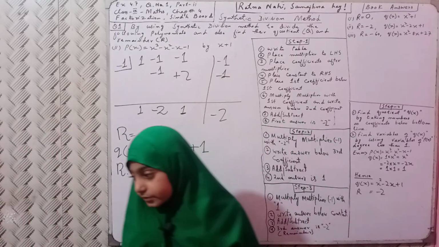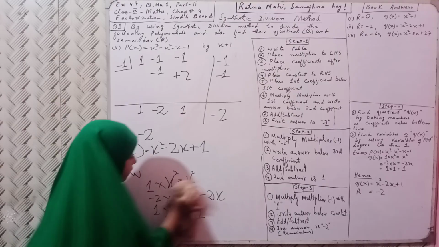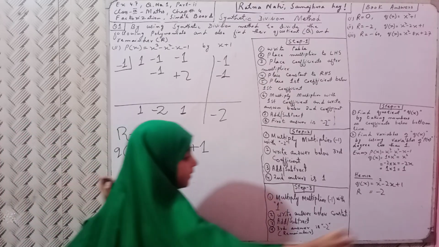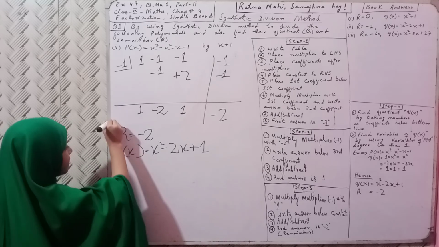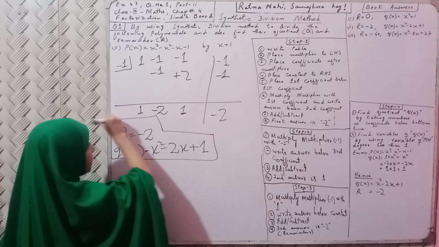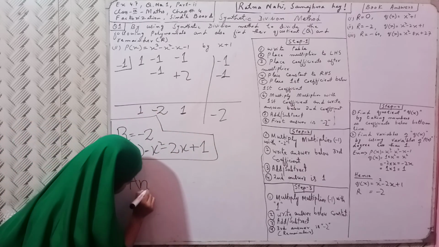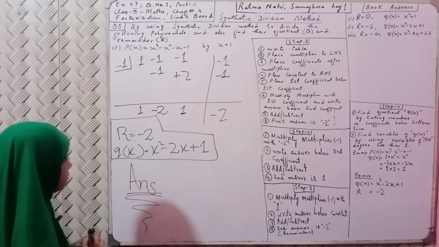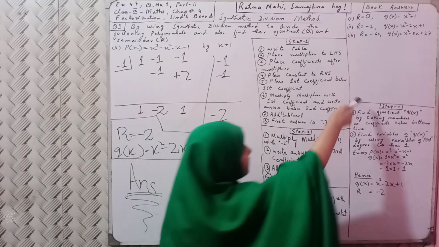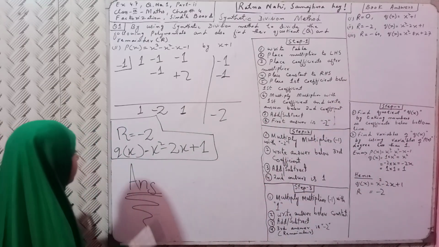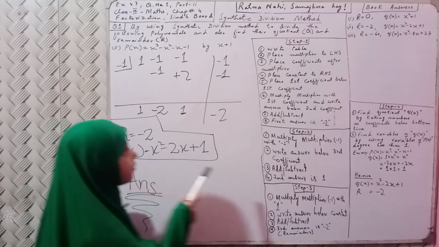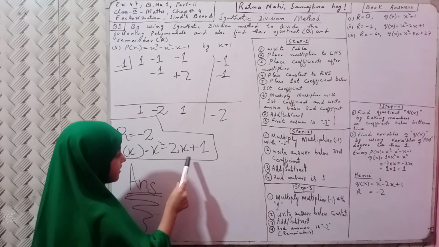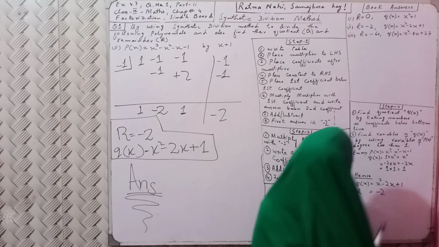Now you can understand. So finally we have taken out our answer, and it has become our answer. The book's answers are written; you can check it. The remainder is equal to minus 2. Q(x) is equal to x square minus 2x plus 1.